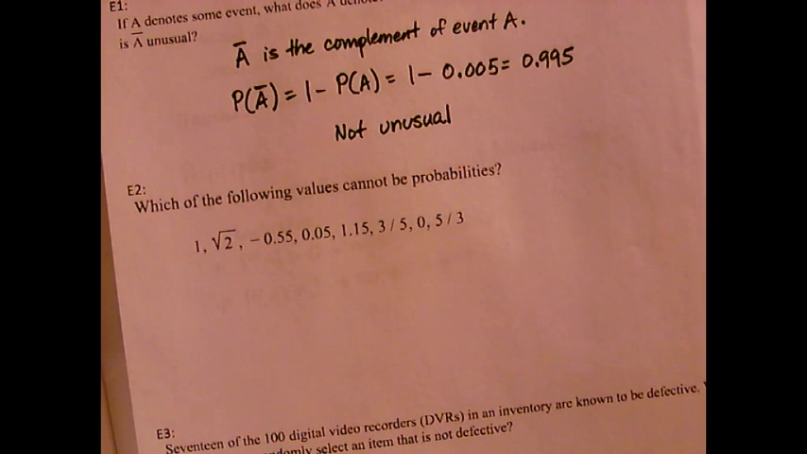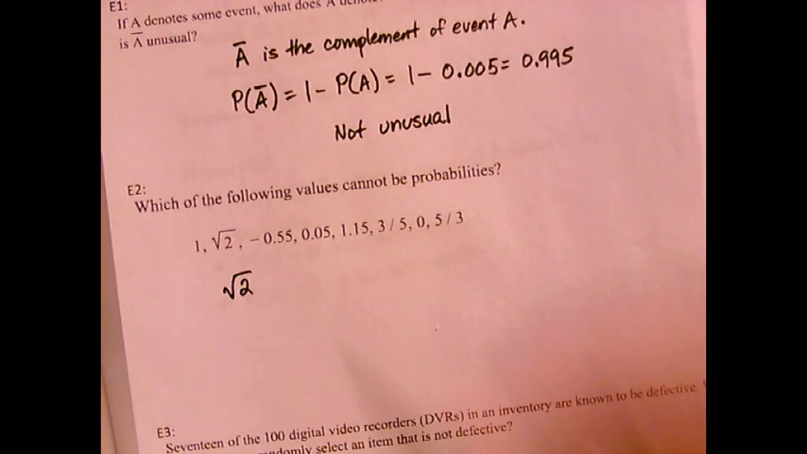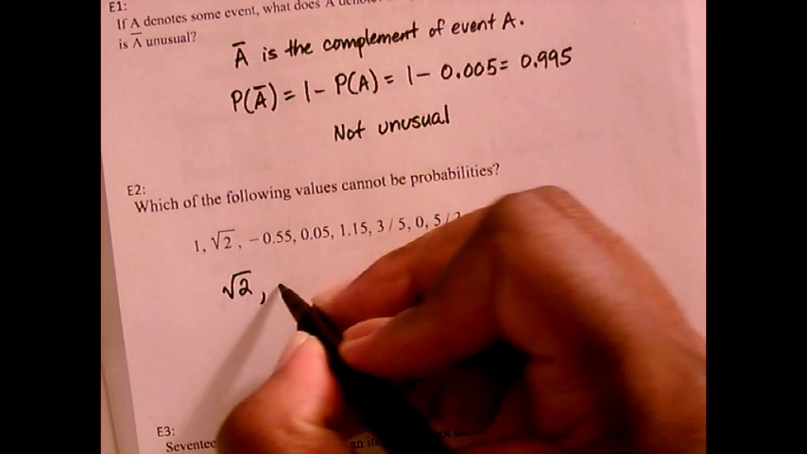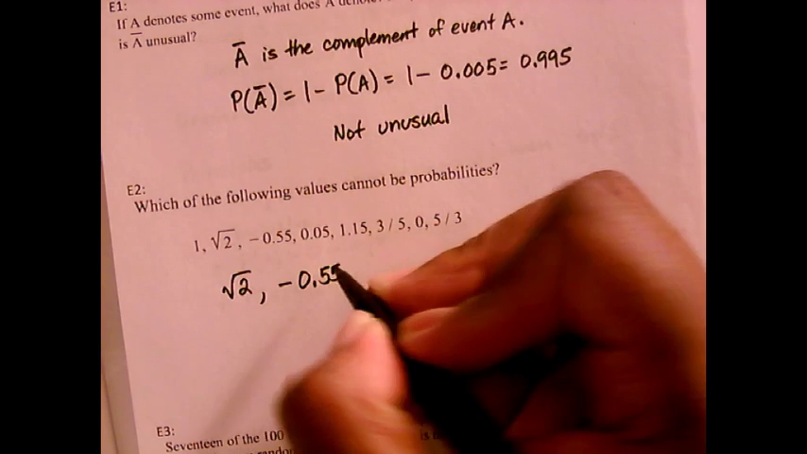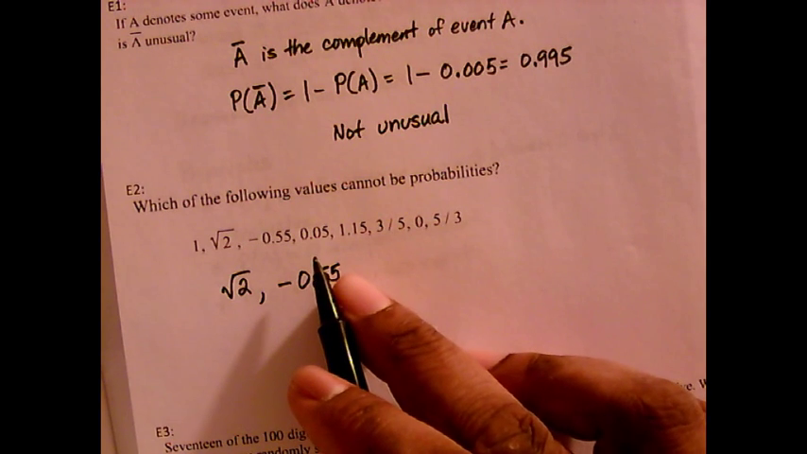You want to find out which of the following values cannot be probabilities. Well, 1 can be a probability because probabilities can be between 0 and 1, and that does include 1. But the square root of 2 is not, because if you do the square root of 2 on the calculator, you get 1.414, which is bigger than 1. Negative 0.55 is not a probability because probabilities can't be negative. 0.05 would work because that's between 0 and 1.